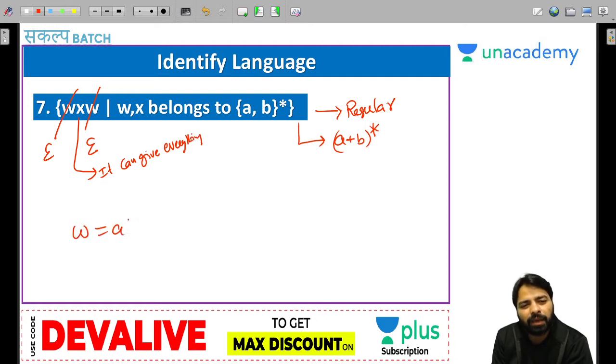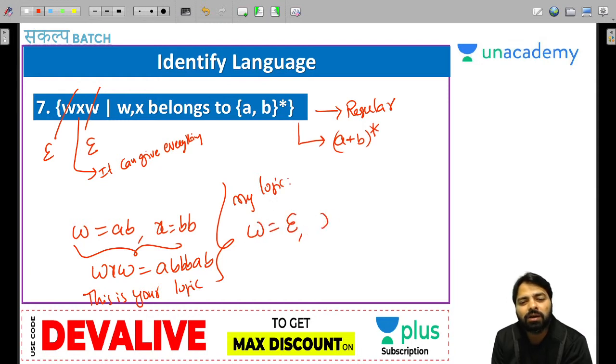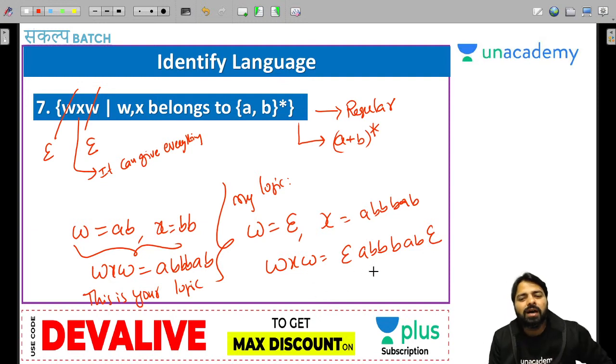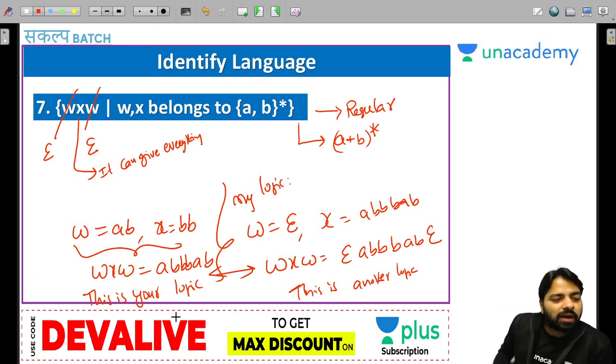For example, you are writing W is equal to AB and X is equal to BB. And what is your string? WXW means AB, BB, AB. This is your logic. But my logic is very special. My logic is W is always epsilon. X, whatever you want, I take that as X. Now when you ask me WXW, I have already generated it using W as epsilon. Are they the same or not? This is another logic to understand. Yes. It is just (A plus B) whole star.